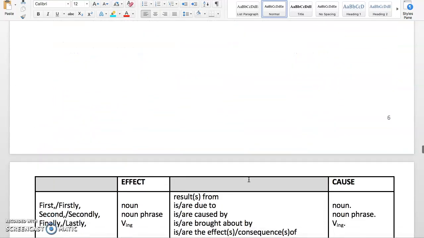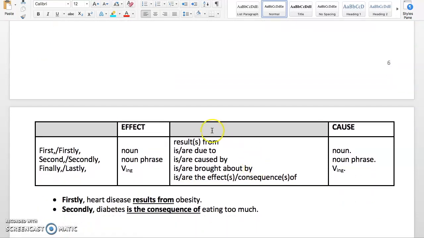We can also have this sentence structure where we have the effect at the beginning and cause at the end. How? Let's look. We have the enumerators to show that we start our major sentence. And then we have the effect at the beginning. And then result from, is due to, is caused by, is brought about by, is the effect of, or is the consequence of the cause. Let's have a look at the examples.